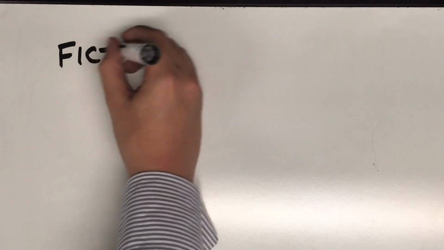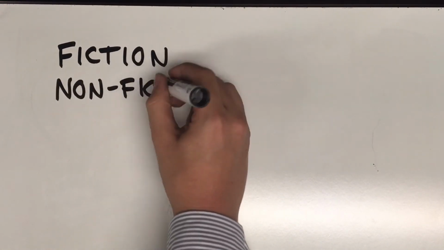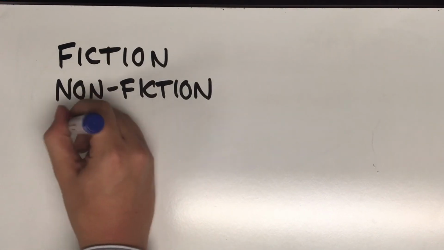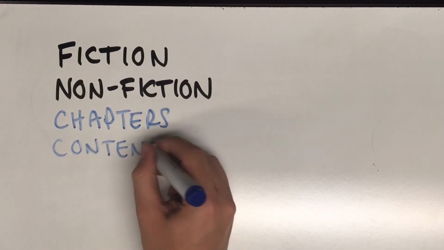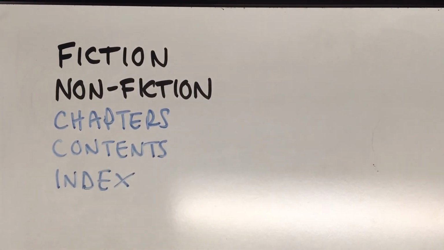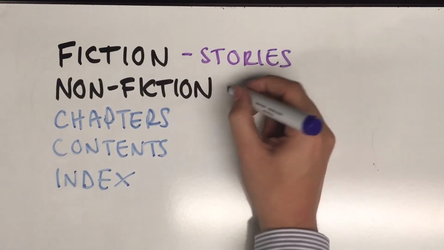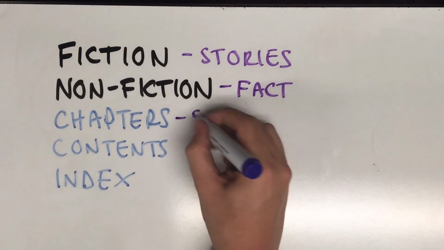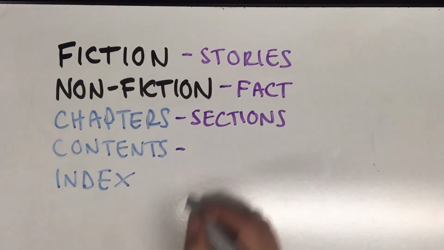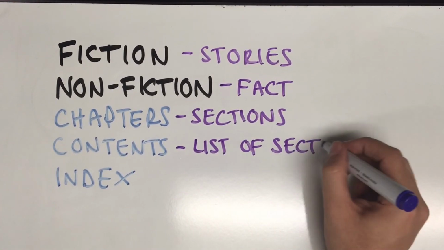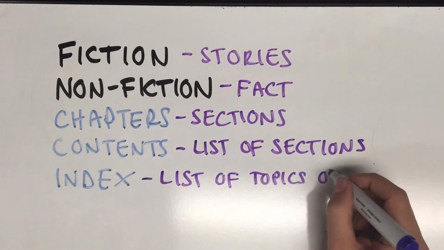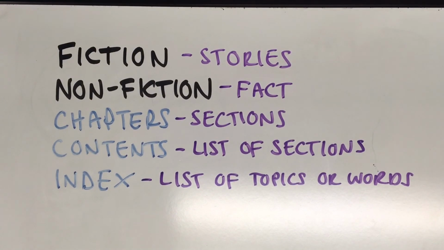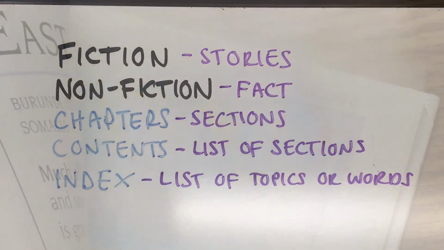So, let's recap what we've learnt. We've heard about fiction books, we've also heard about non-fiction books, we've looked at chapters and the different types of chapters we can have, we've looked at contents pages, and we've also looked at the really detailed contents pages called indexes. Fiction books are quite simply just storybooks, stories that are made up. Non-fiction books are factual. Chapters are just sections of books. Contents pages are lists of sections. And the index is just a list of topics or words, a really detailed version of the contents list. So now that you know all that, why don't you grab the nearest book and see what you can find inside?